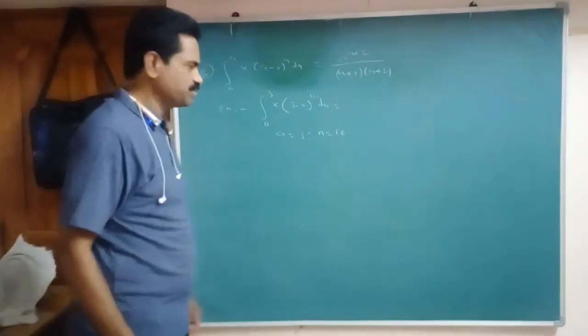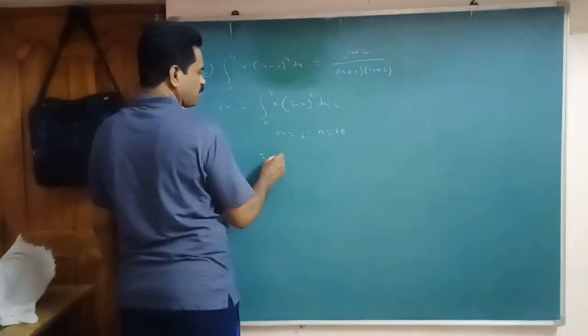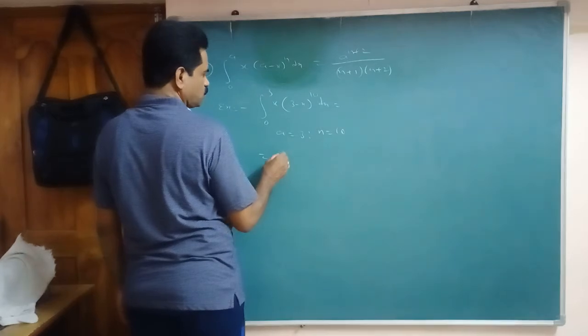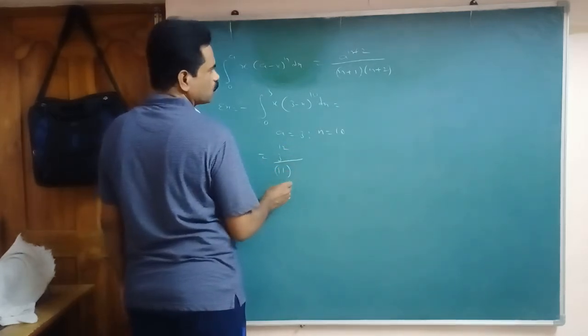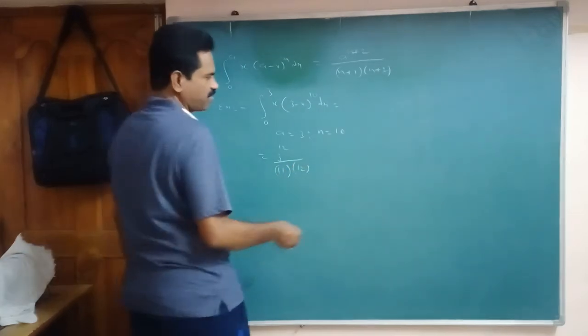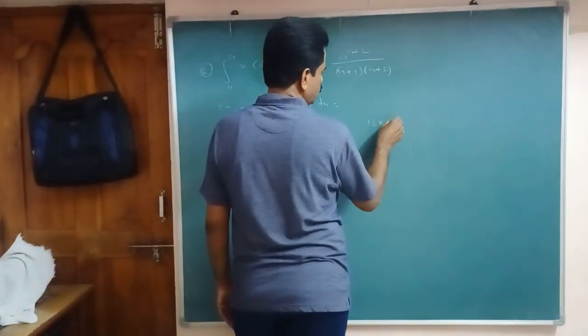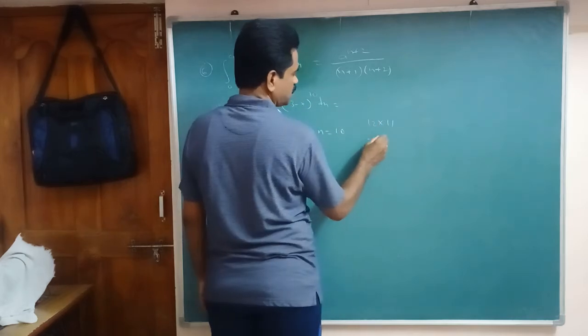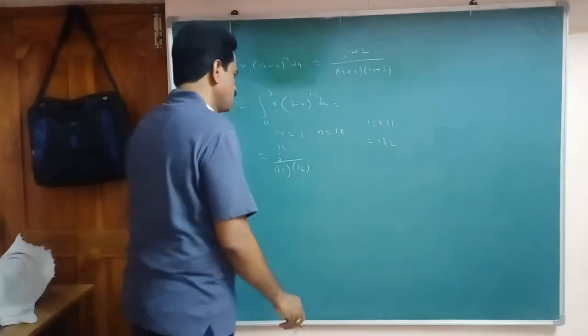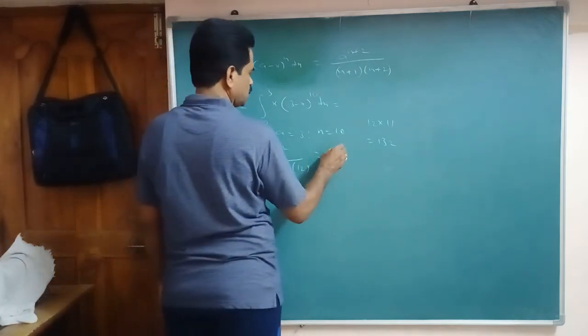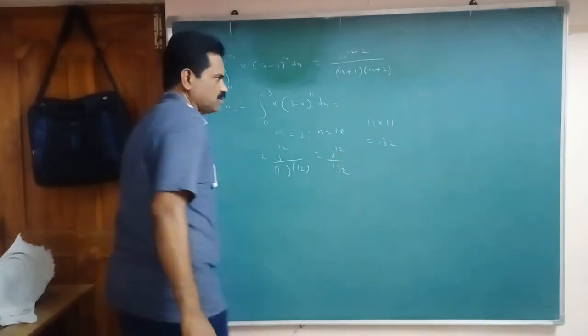10. Now substitute the formula, that is 3 power n plus 2, 10 plus 2, it is how much here? 12. n plus 1, 10 plus 1 is 11, into 12. We can multiply here. 12 into 11, it is how much here? 132, that is 3 power 12 by 132.